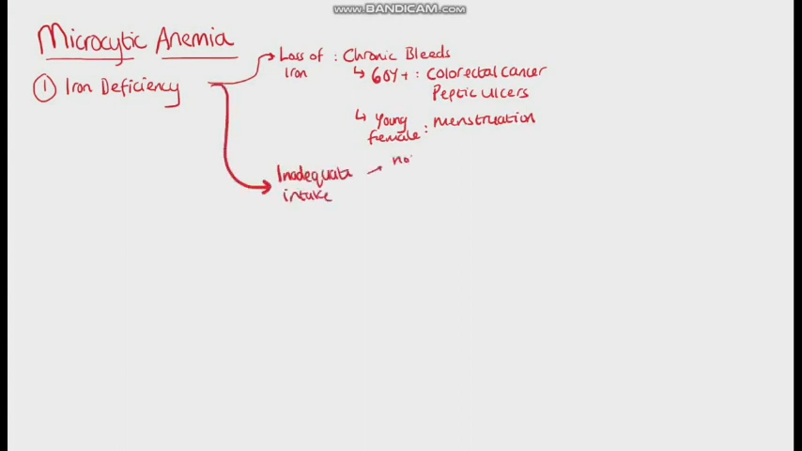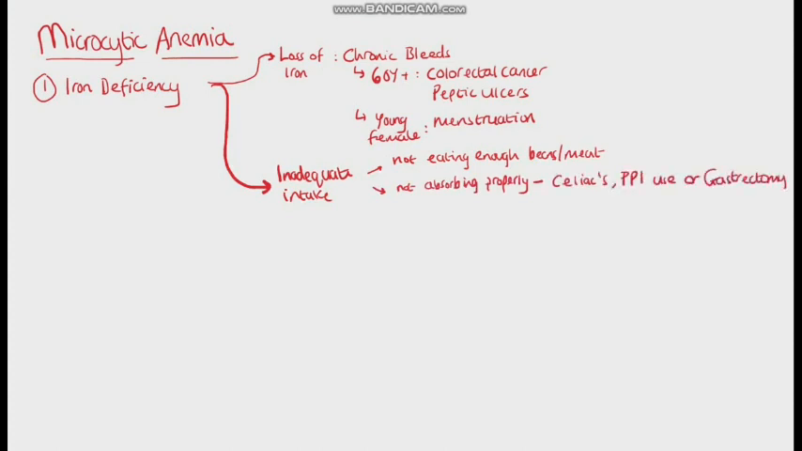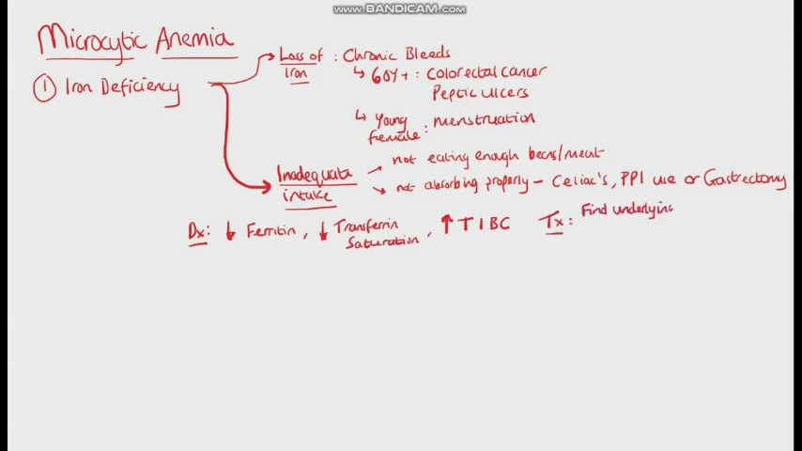For example, someone simply not eating enough beans or meat or whatever, or someone having trouble absorbing the iron, like in celiac disease. Also, iron needs an acidic environment for optimal uptake, so people using proton pump inhibitors or someone who's had a gastrectomy may also end up with iron deficiency anemia. You'll see low ferritin and transferrin saturation with a high total iron binding capacity. Treatment is usually to find the underlying cause, so to prevent the bleeding and then to give the patient iron.